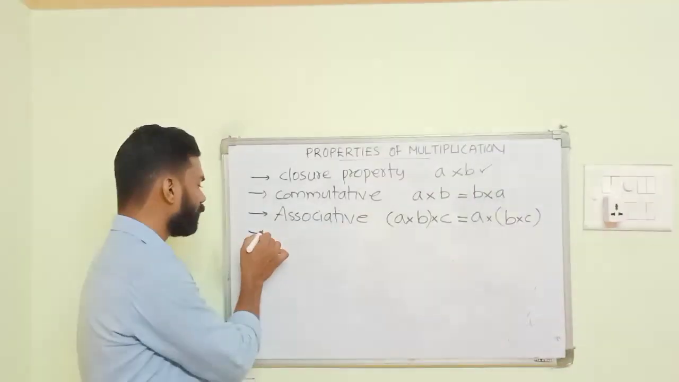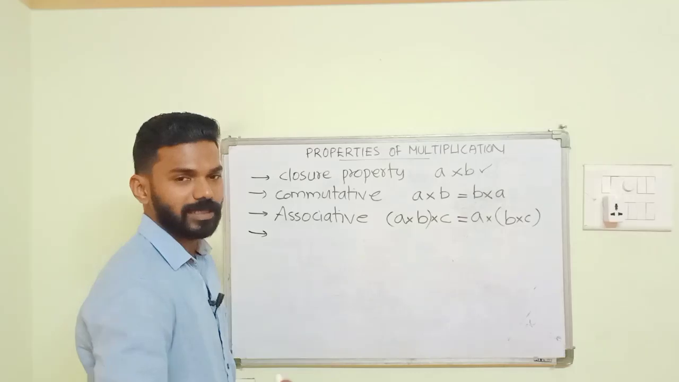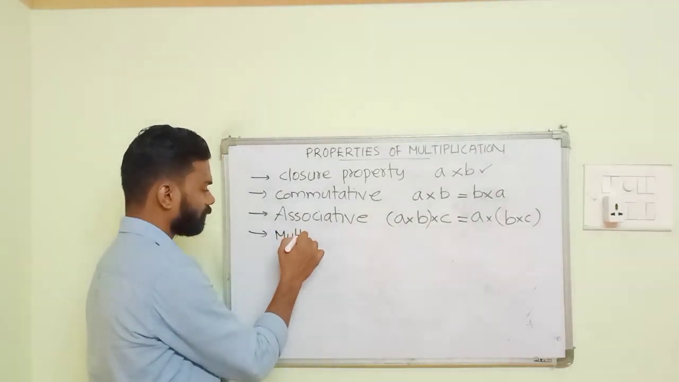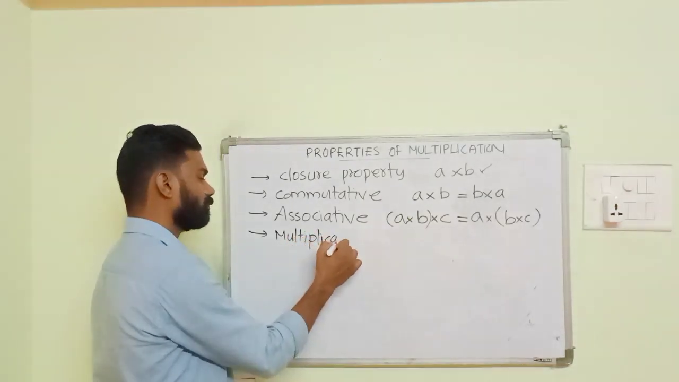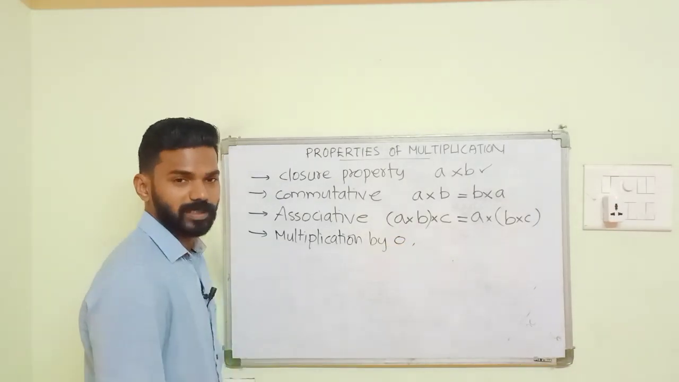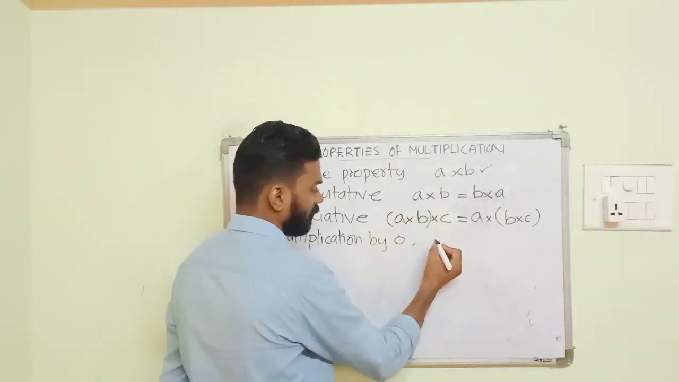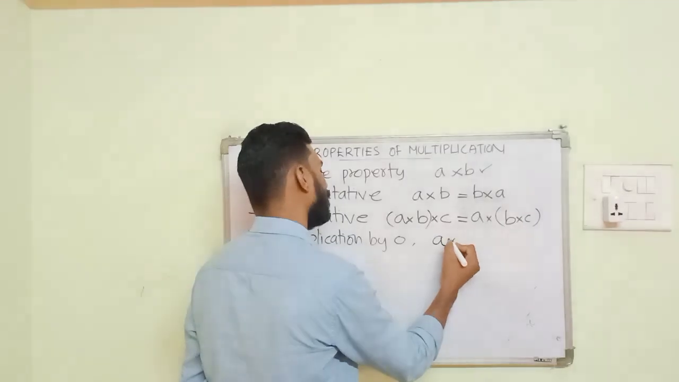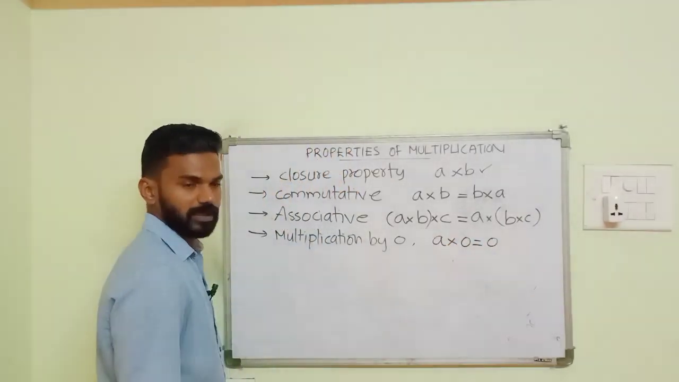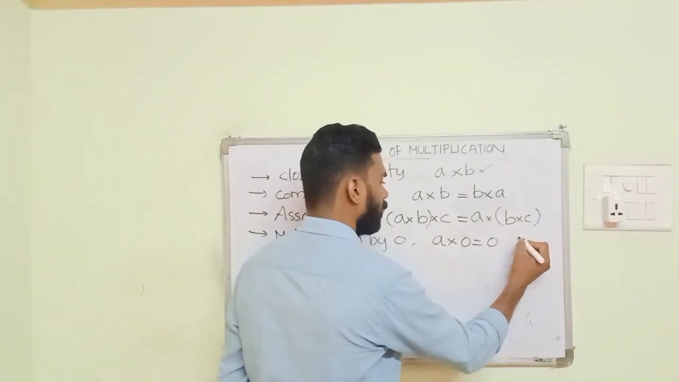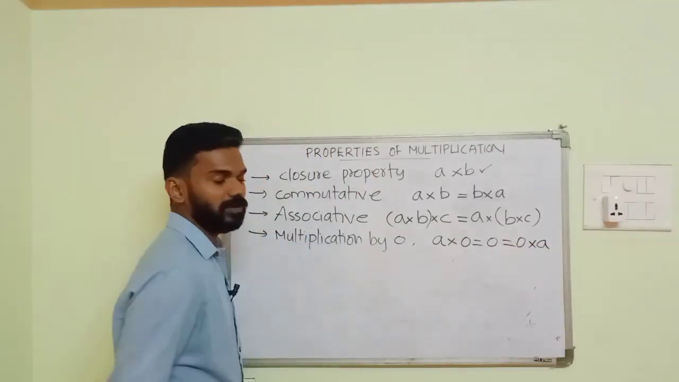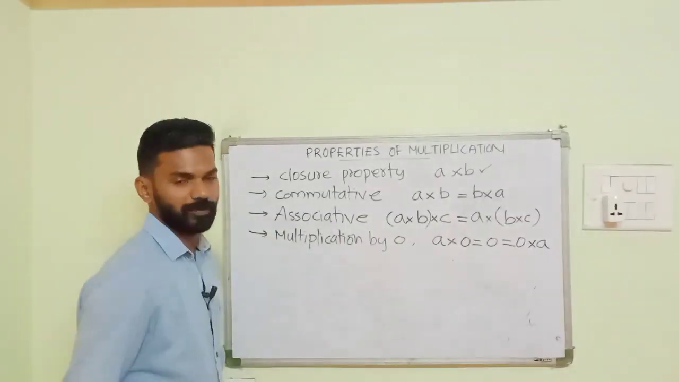This property is called the associative property. The next property that we discussed in the last video is multiplication by zero. Suppose A is a whole number and you multiply A with 0, the answer will be 0. At the same time, if you multiply 0 with this number A, then also it will be equal to 0. This is the fourth property.